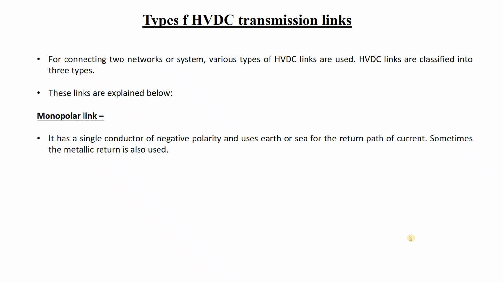So monopolar link, what is monopolar? It has a single conductor of negative polarity and uses the earth, the ground, or the sea for the return path of the current. So generally it has only one conductor. That means 66% of power loss is being reduced. In three phase we are using three conductors, but in monopolar HVDC transmission we are using only a single conductor, because the earth is used as a return path.